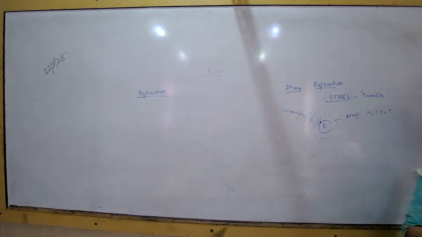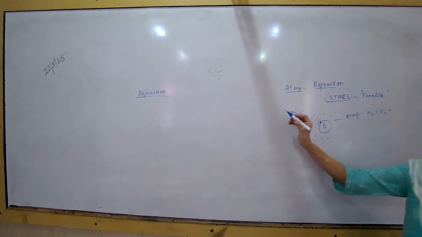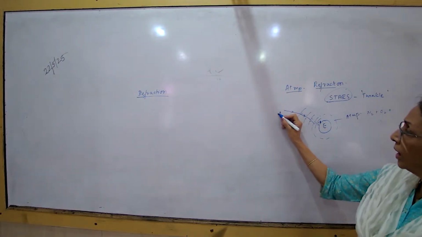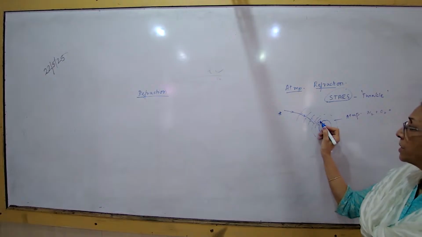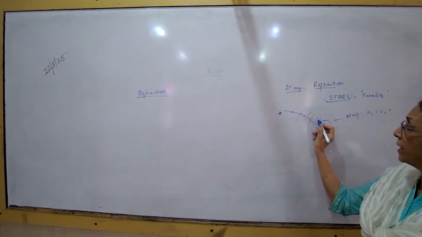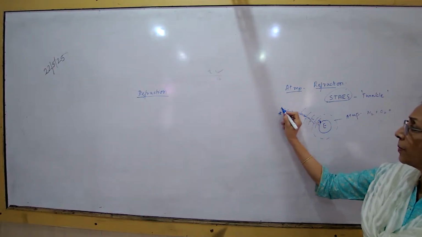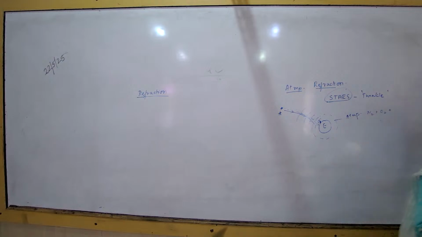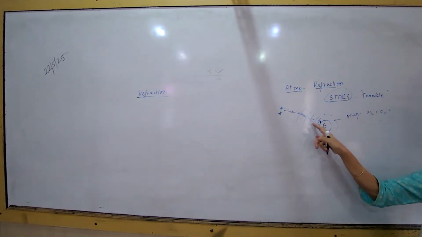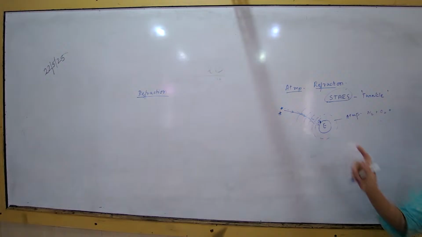Have you followed what I'm saying? So the star is somewhere here, the actual star, but for the person who is standing here, it appears as if it is somewhere up here. So that is the apparent position, because there is a difference in the refractive index of the layers of the atmosphere. Have you followed?